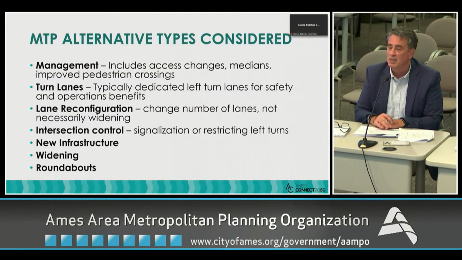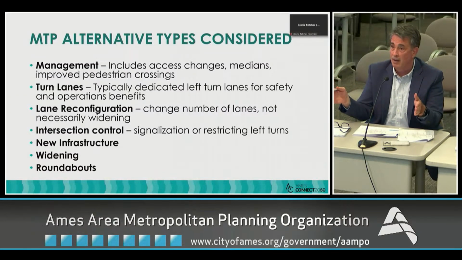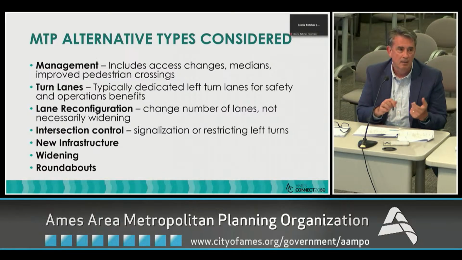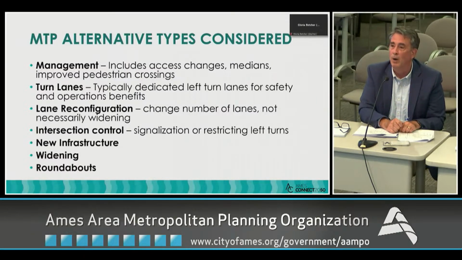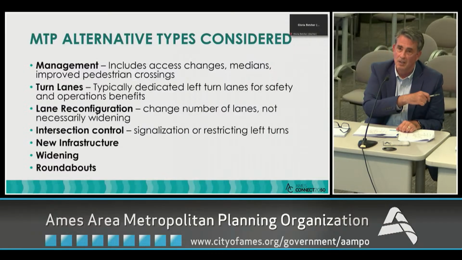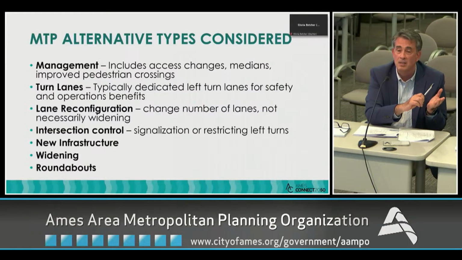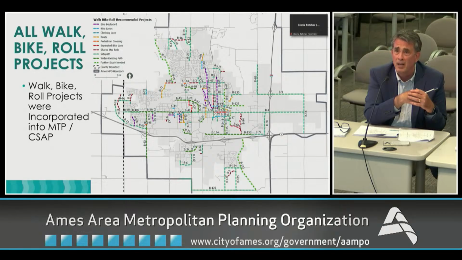Turn lanes: it could be a center turn lane or intersections where traffic's starting to pick up. It's really important to safely separate that traffic so they can make those turns. Lane reconfiguration: John talked about this again, a lot of times it's taking one of those 4-lane roads we have today without a center turn lane and going to a 3-lane section where it makes sense, where we've got a high level of turns and a certain traffic volume, as a safer and more efficient way to operate. Intersection control, signalization, restricting left turns. Again, some of this goes back to those CSAP. We also have potential new interchanges, new roads, widening of existing roads in a few places, and roundabouts. I think those are pretty self-explanatory.